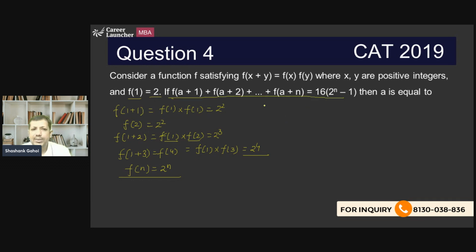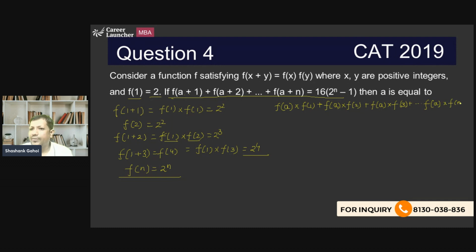And what does it say? Okay. So f(a plus 1). I am directly using the definition from the question, that is f(a) into f(1), plus the next value is f(a) into f(2), plus f(a) into f(3), up to f(a) into f(n).